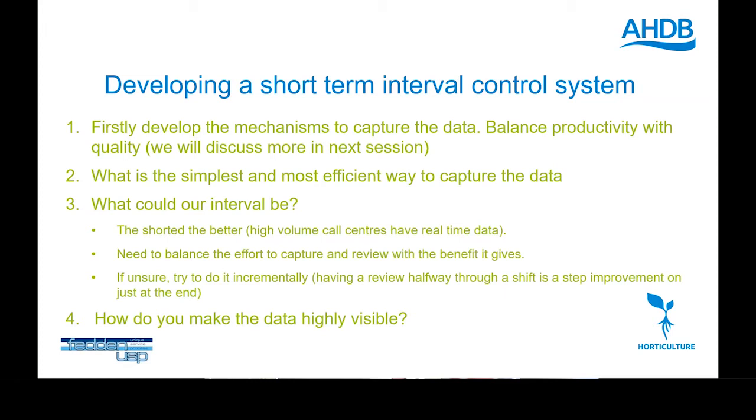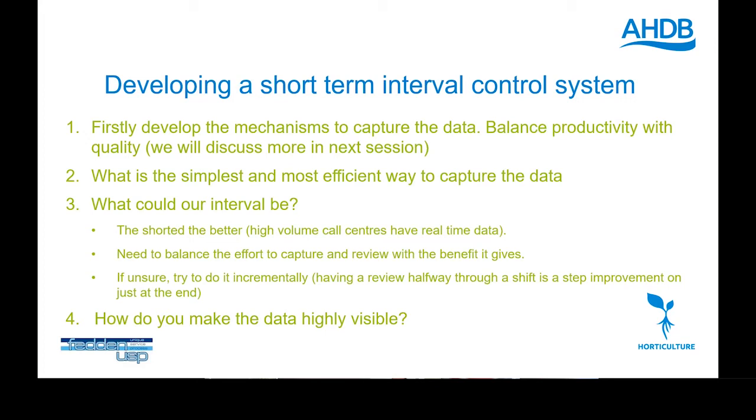So first of all, develop the mechanisms to capture the data. Be sure that you can capture the information quickly enough to be able to check in. There's no point in saying we'll go and check how everyone's doing if we don't have any means of capturing how productive people have been until the end of the day. You need mechanisms that mean as you go through the day, you can see at the points you choose how much work has actually been done.